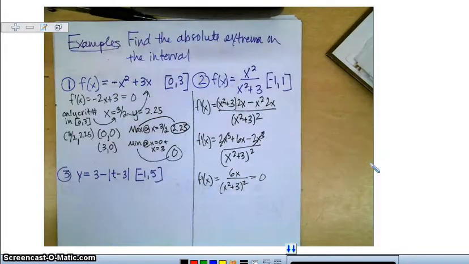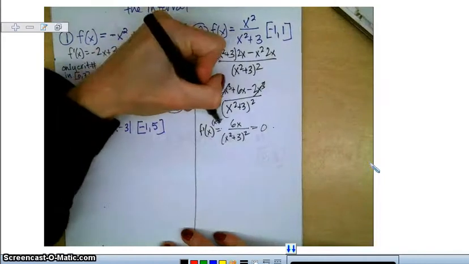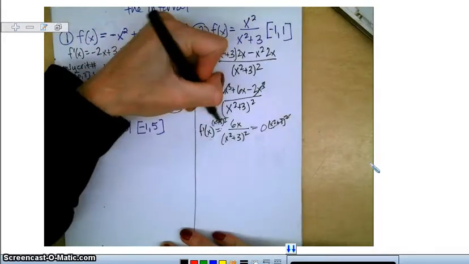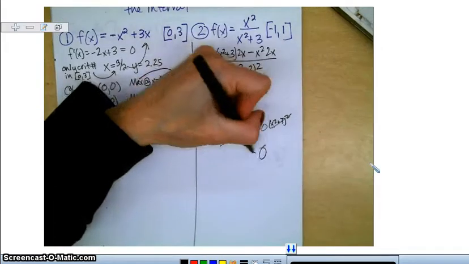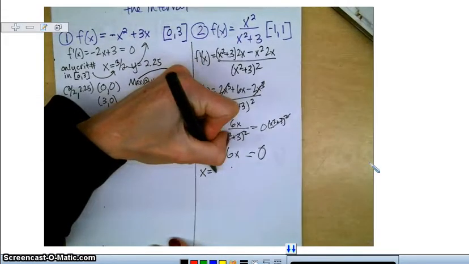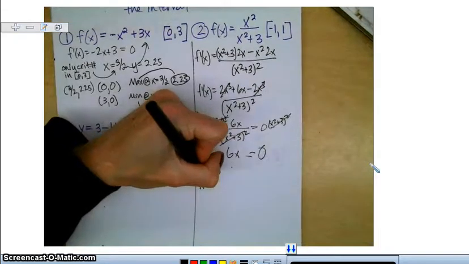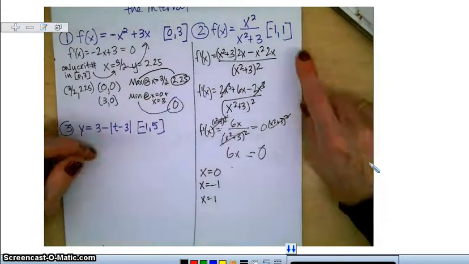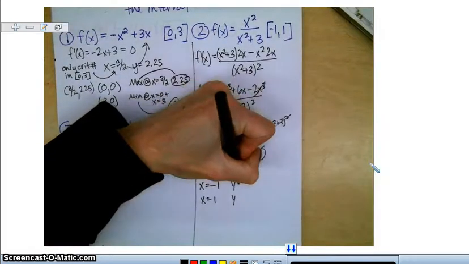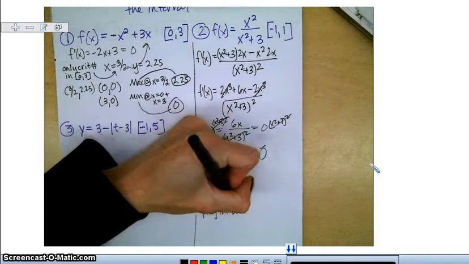When I set that equal to 0, I'm going to multiply both sides by the bottom. And a nice thing happens. It cancels here, and that side is still 0. So my critical number within the interval is x equals 0. My endpoints are x equals -1 and x equals 1 from up here. I'm just going to plug those into the original function to get the y values.